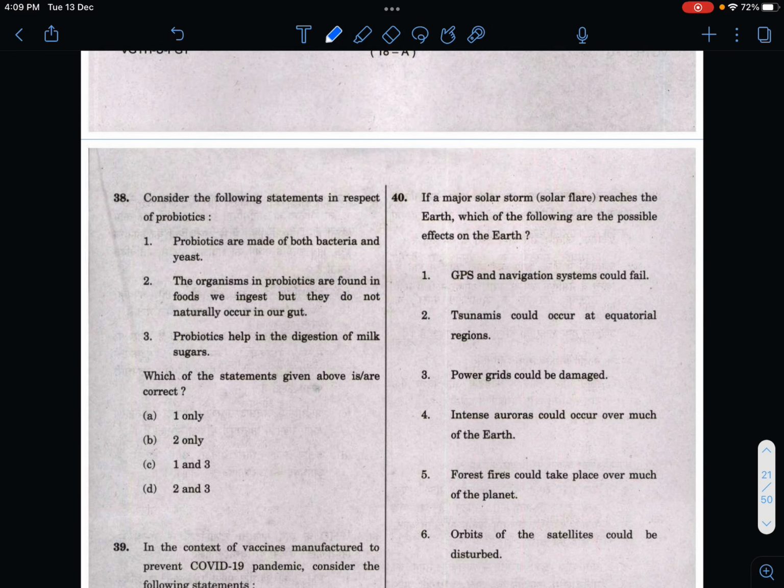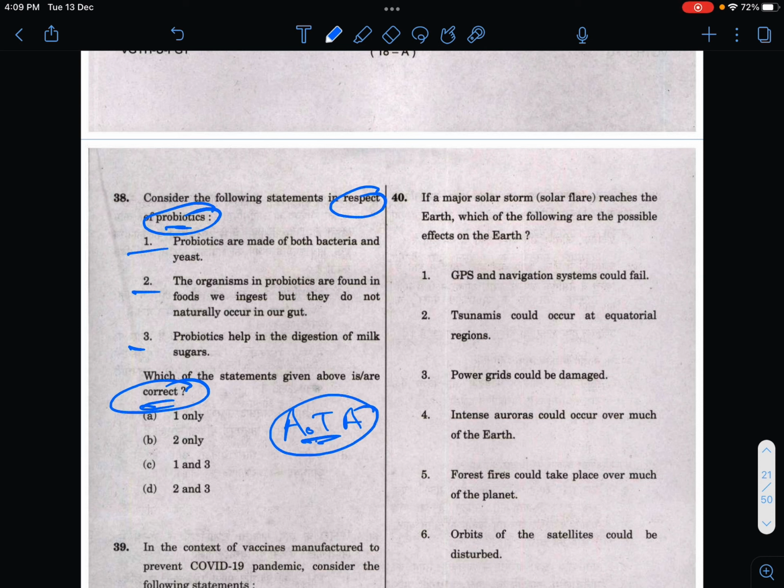So first of all, it says which of the following statements in respect of probiotics, three statements about probiotics, is correct. Now this question is slightly different because this has no option which says all of the above. So at least one of these three statements has to be wrong.